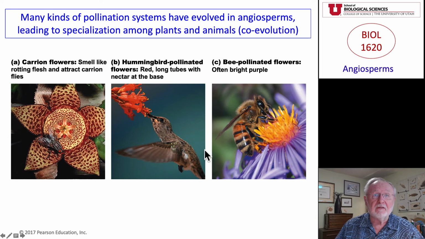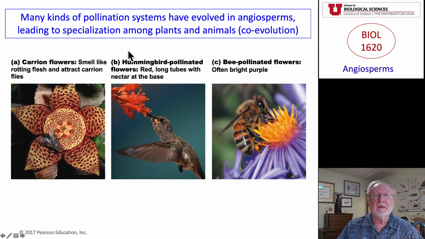There are many kinds of pollination systems that have evolved. Some of these are really quite hard to believe. One we'll talk about in more detail is the carrion flowers. These are flowers that smell like poop. They attract carrion flies, and in the process, the carrion flies end up transferring pollen.